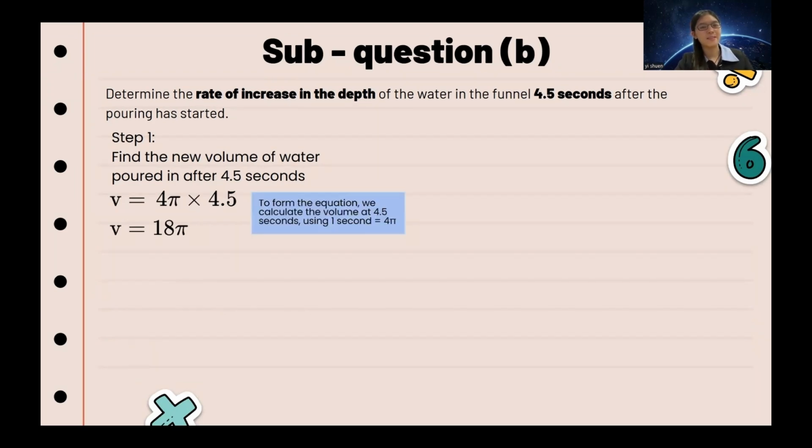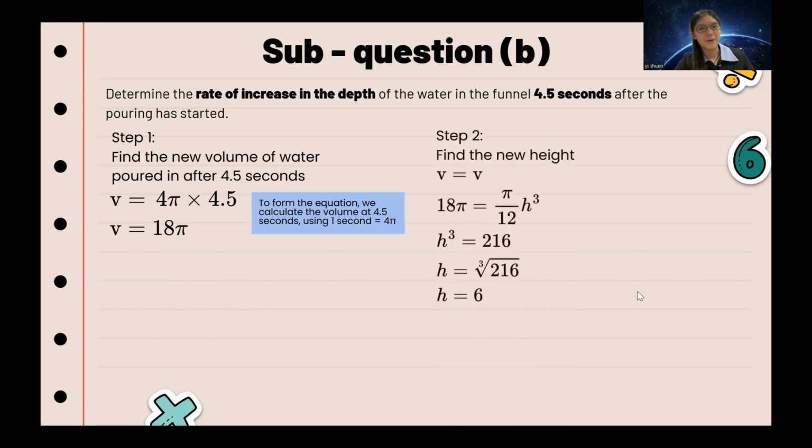We can get this equation when we calculate the volume at 4.5 seconds using 1 second equals 4 pi. So that's how we get that equation. So the answer for step 1 will be 18 pi. Step 2 is to find the new height.